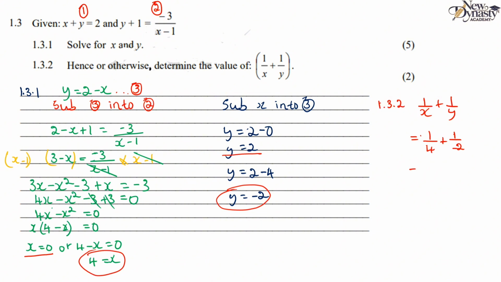So you can go on and just use a calculator. In this case, 1 over 4 minus 1 over 2, that is going to be a quarter minus a half. It's going to be a negative quarter anyway. So that is negative 1 over 4. And that's how you simply do that. I hope you do understand that question.